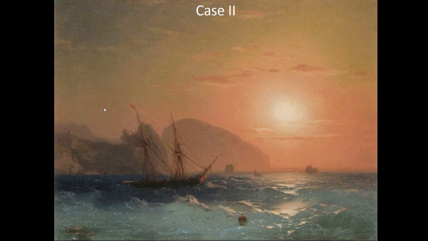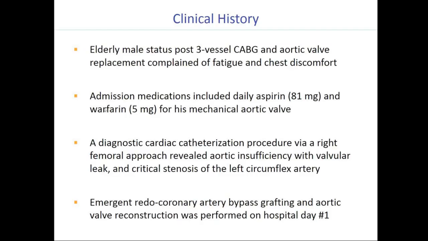The patient is an elderly male who is status post 3-vessel CABG and aortic valve replacement. He complained of fatigue and chest discomfort. Admission medications included aspirin and warfarin for his mechanical aortic valve. A diagnostic cardiac catheterization procedure was performed and revealed aortic insufficiency with valvular leak and critical stenosis of the left circumflex. He underwent an emergent redo coronary artery bypass graft and valve reconstruction, and this was all on hospital day 1.